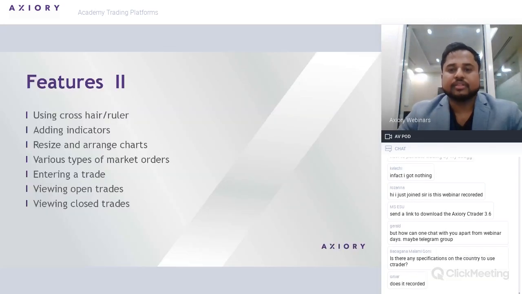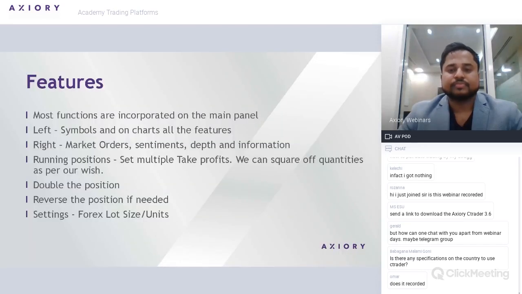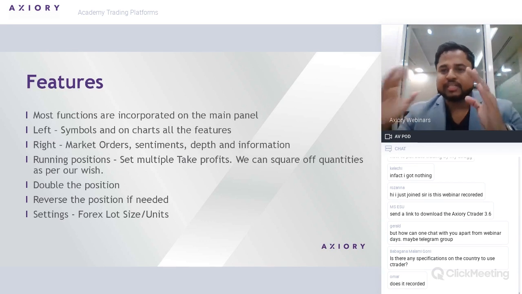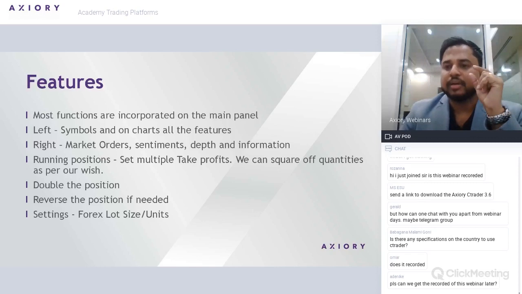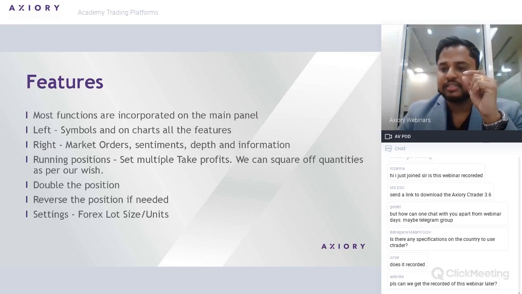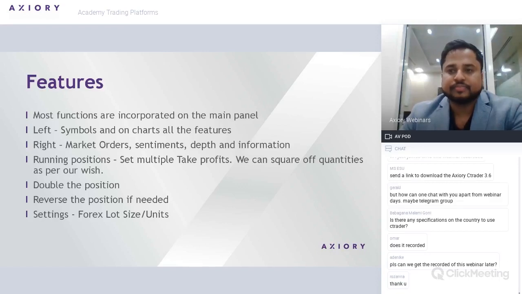So, back to the presentation. I think we have covered those things. We have discussed some features of cTrader, and as I told you, please keep on practicing it. Go to the Axiory site, open a demo account, and keep practicing. Yes, you will get the recorded session. I know some people could not see the screen due to poor internet connection, but you will definitely get the recorded session.